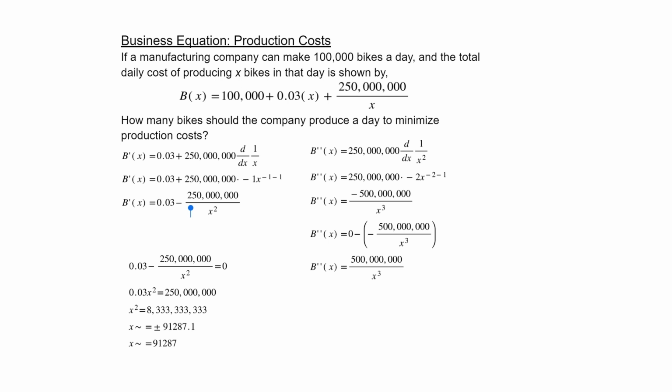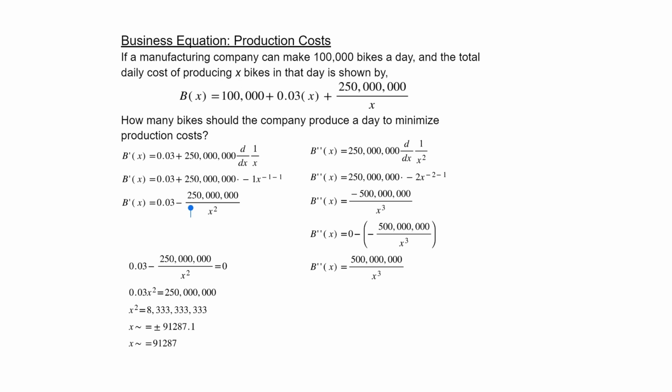So first you're going to find B prime of x, which is going to get you 0.03 minus 250 million over x squared. Then you're going to find the second derivative of B of x, which is going to get you 500 million over x cubed. Then you're going to go back to that initial derivative and make it equal to 0, which is going to get you x is approximately equal to 91,287, plus or minus.